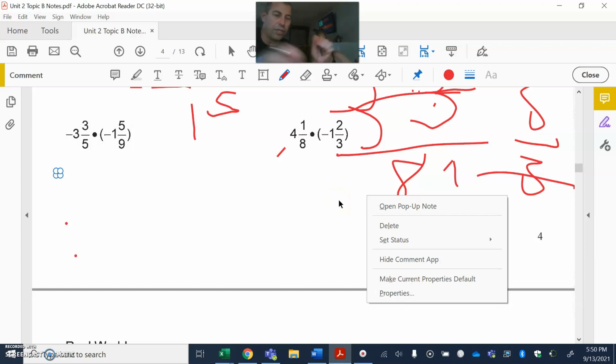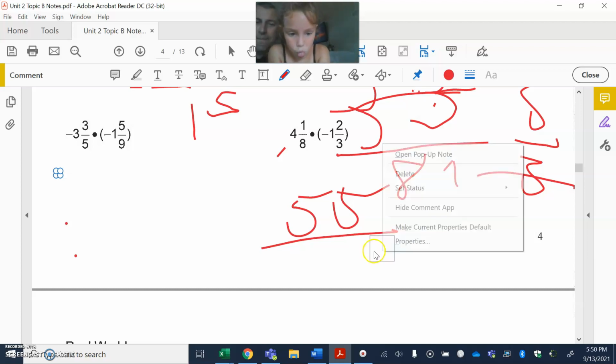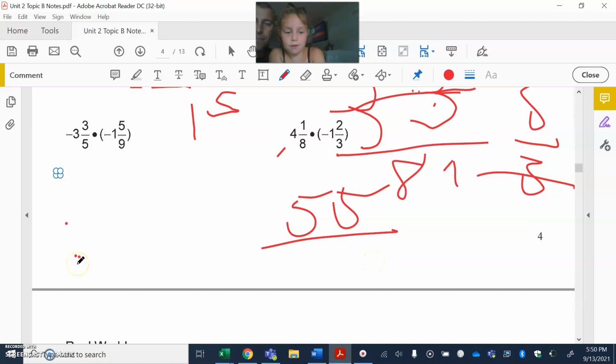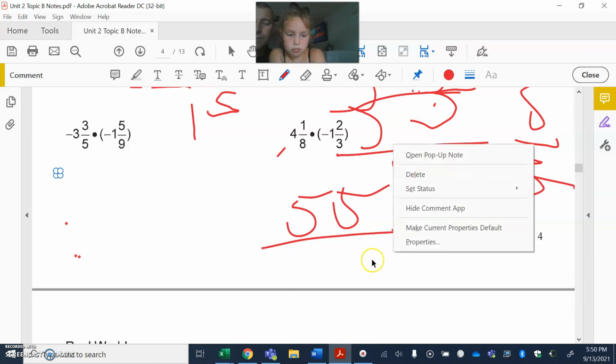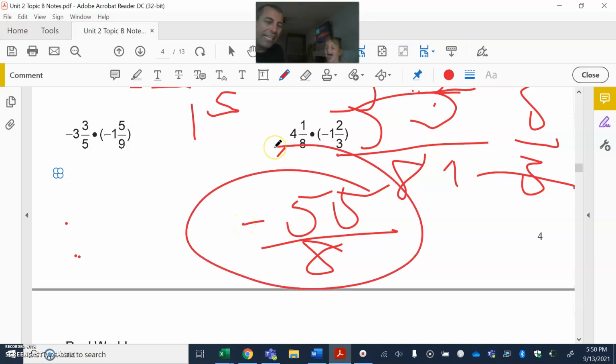Let me try it here for you. So it's a 55, and on the bottom we're going to multiply across. So 8 times 1 is 8. So put an 8 on the bottom, please. Right there, yes. You're not pressing hard enough. Oh, I'm not pressing hard. All right, but we've got to keep in mind that our answer was negative. So we need our negative sign out there. There we go. Negative 55/8.